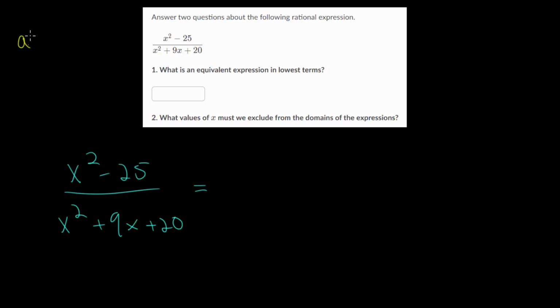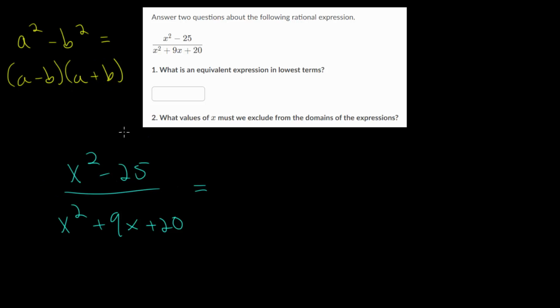So let me just rewrite these. So we have x squared minus 25 over x squared plus 9x plus 20. And first recognize that this numerator is a difference of two squares. Recall that when you have a squared minus b squared, this is equal to a minus b times a plus b. It's the first one without the square minus the second one without the square, and then multiplied by the first one plus the second one, again ignoring the squares.